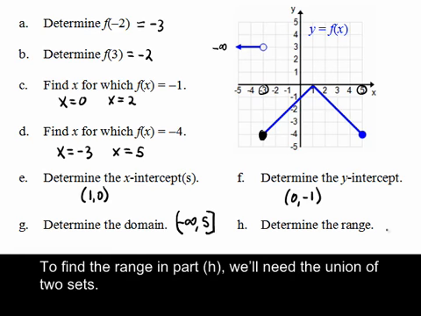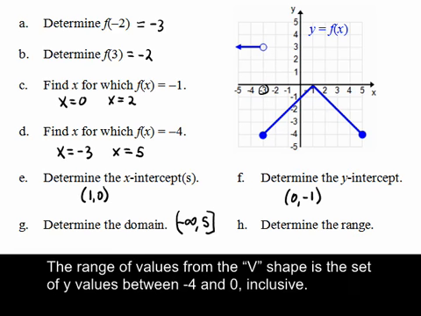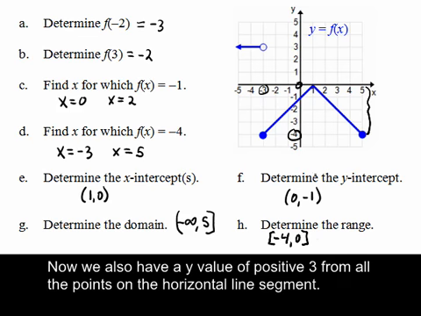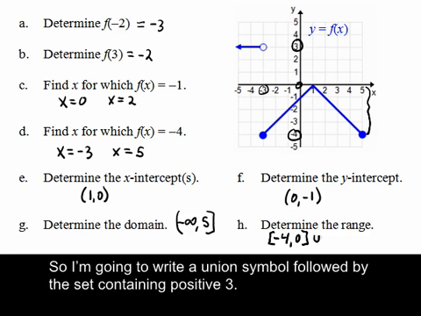To find the range in part H, we'll need the union of two sets. The range of values from the V-shape is a set of y values between negative 4 and 0 inclusive. So this is the interval from negative 4 to 0, including both endpoints. Now we also have a y value of positive 3 from all the points on the horizontal line segment. So I'm going to write a union symbol followed by the set containing positive 3.